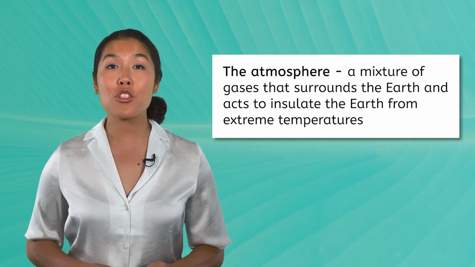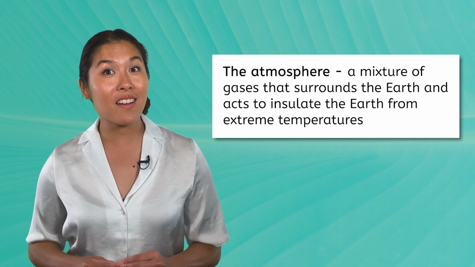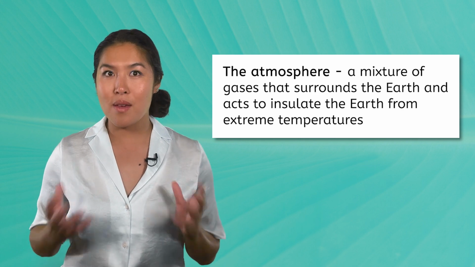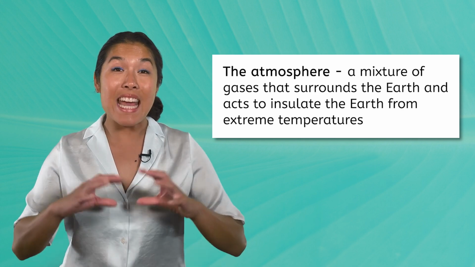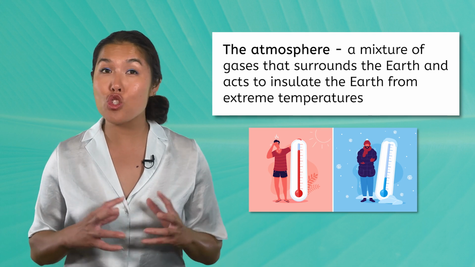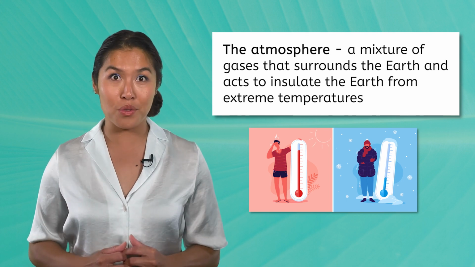Before we start on our adventure, let's spend a few minutes defining what I mean when I say the atmosphere. The atmosphere is a mixture of gases, mainly nitrogen, oxygen, carbon dioxide, and argon, that surrounds the Earth. The main role of the atmosphere is to insulate the Earth. Without it, the days on Earth would be extremely hot and the nights would be extremely cold.